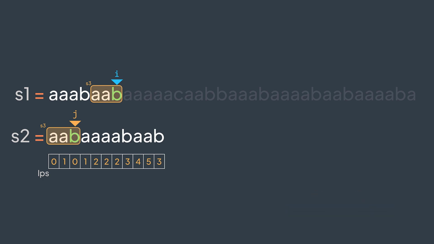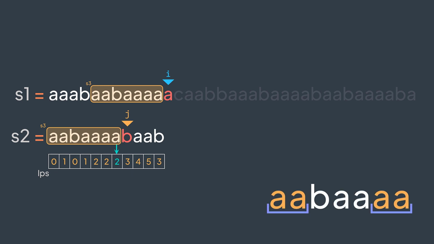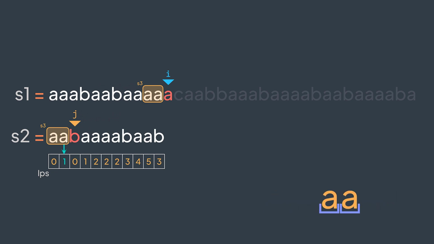Let's continue. Here they match, next iteration, they match, and next iteration, they don't match. The path that matches is AABAAA. Its LPS is AA, whose length is 2, we take j to 2. Here also they don't match. The path that matches is the one that ends at j-1, which is AA, its LPS is A, whose length is 1, we take j to 1.